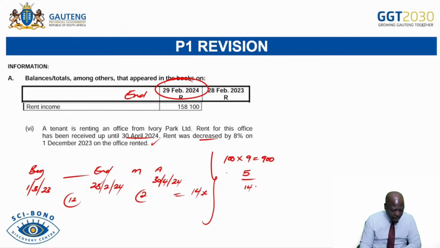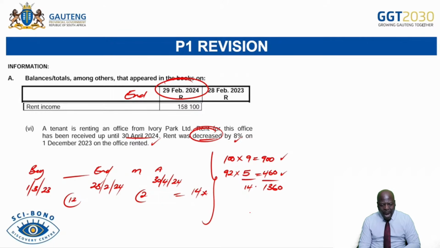And then how much is that going to be now? Because it is 100 before the decrease. So 100 minus 8 gives me 92. So here it's going to be 92 times 5. And then that would give me how much? 460. So I add these amounts now. I have 900 and I have 460. That will give me 1,360 over there like that.